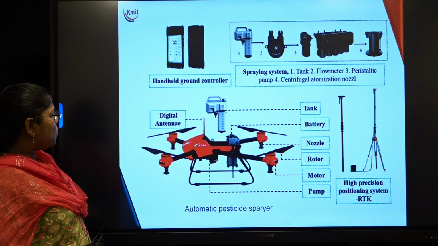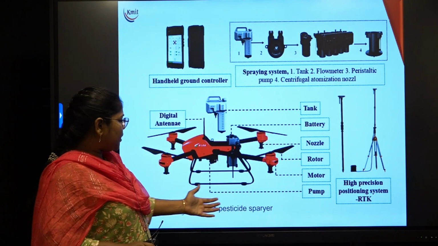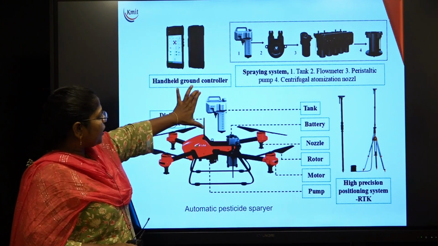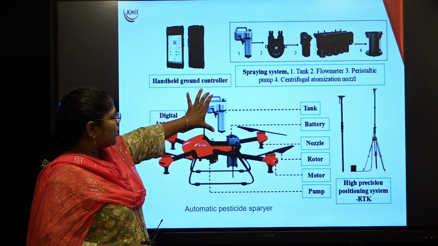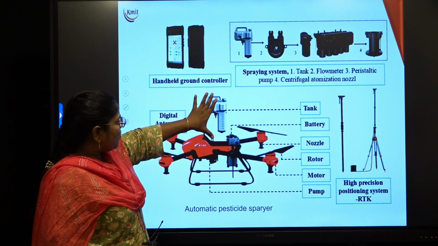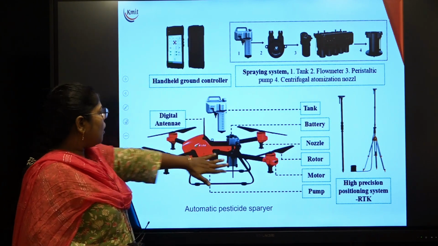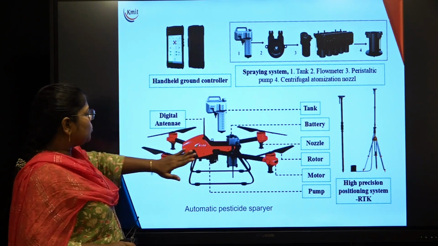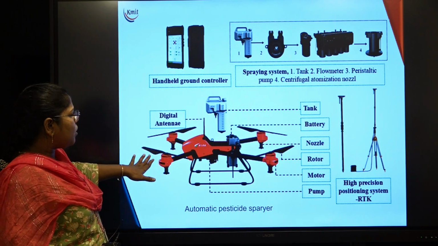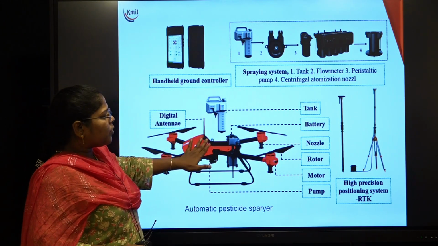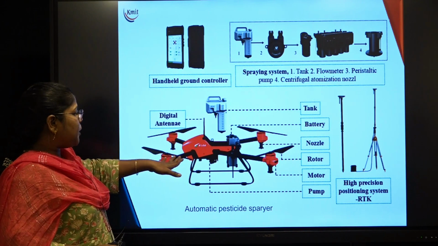So this is one more automatic pesticide sprayer. There we have a tank. In that tank we will fill the pesticide, so that we have the 4 fans to change the direction of the drone. So we have a microcontroller, we have a Raspberry Pi.